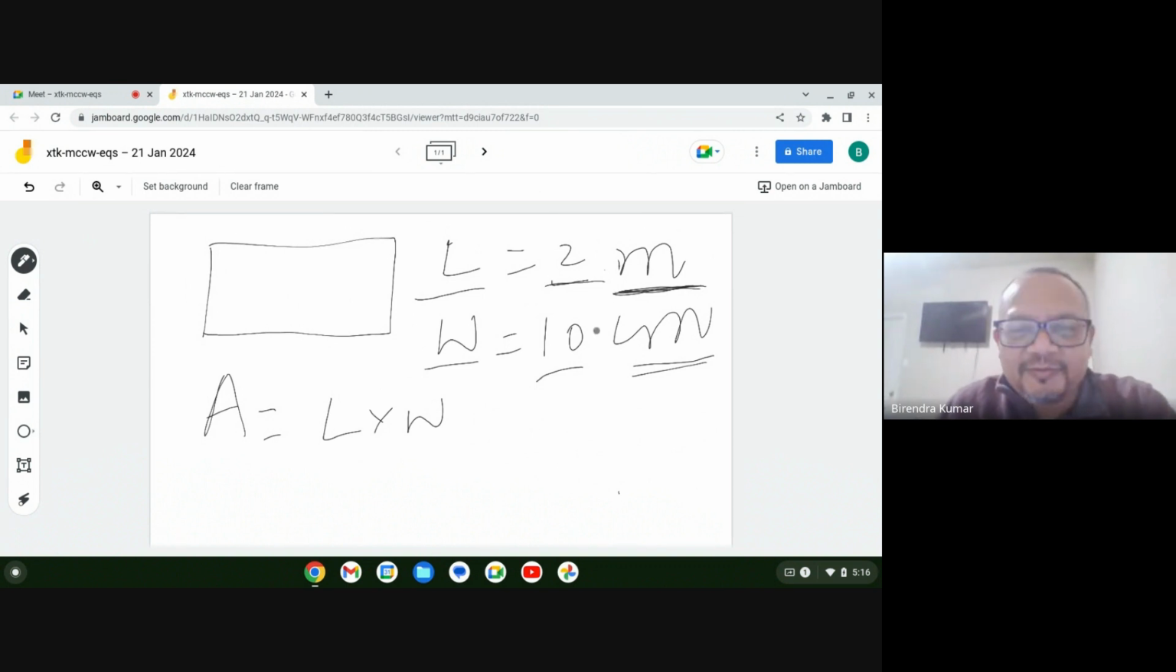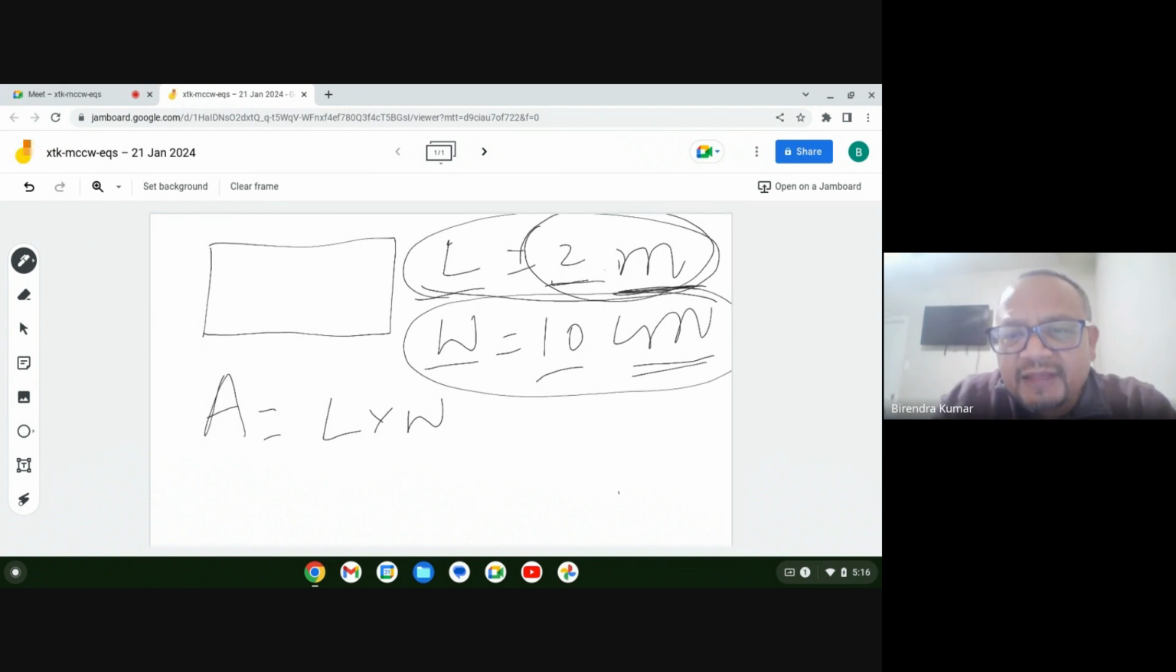Meaning, we know that area is length into width. That is fine. Understood. But can I multiply meter with a centimeter? I cannot. Can I multiply meter with an inch? I cannot. If I have to multiply feet with a mile, can I multiply? No, I cannot. I can only multiply simpler things.